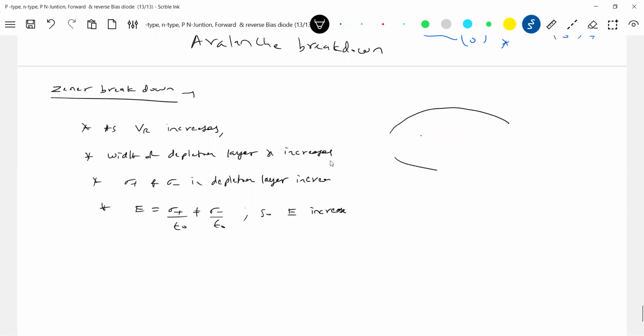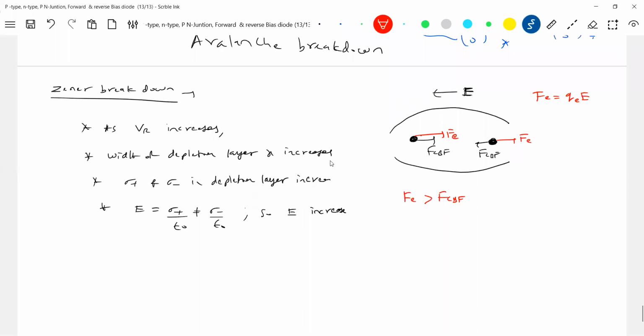Okay, there's a covalent bond. There's a valence electron. It will be bound. Oh, no, there's an electric field. It is increasing. Now the value will be such that at one instant, this Fe will become greater than the covalent bond force. What is this Fe? Fe is equal to QE into E. When Fe becomes greater than the covalent bond force, then this covalent bond will break up and then we'll get a hole.